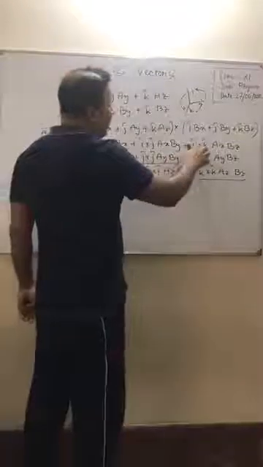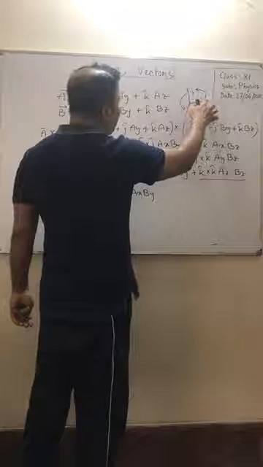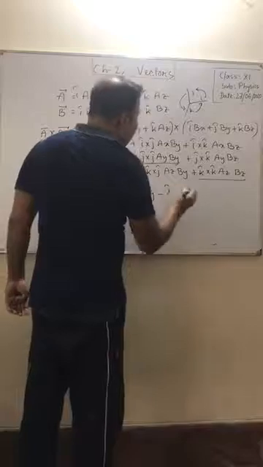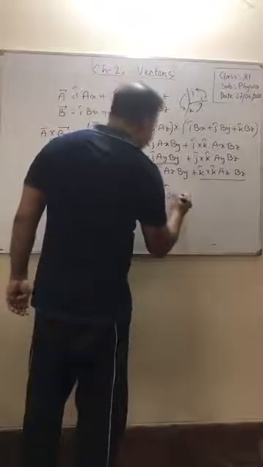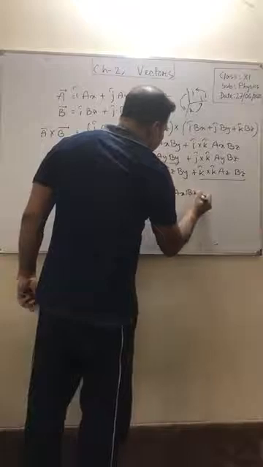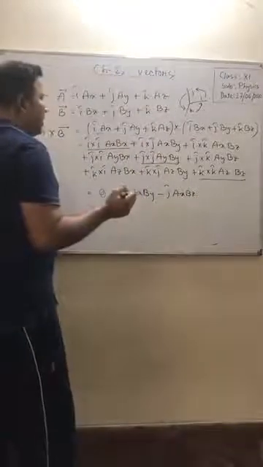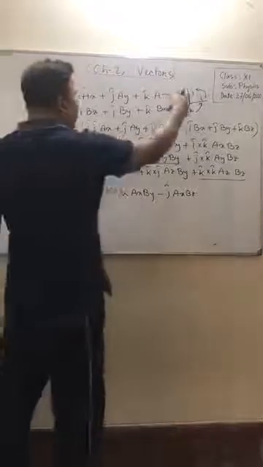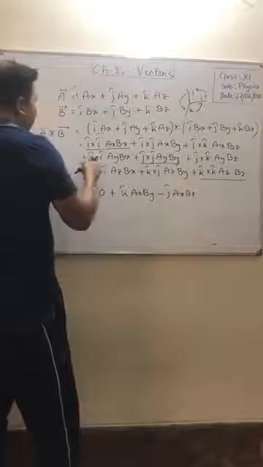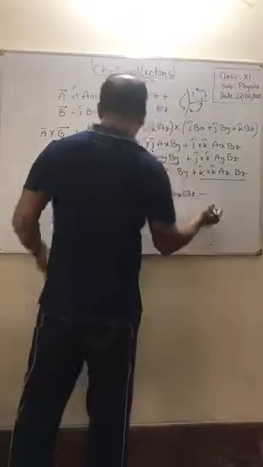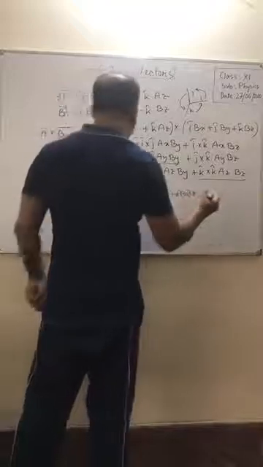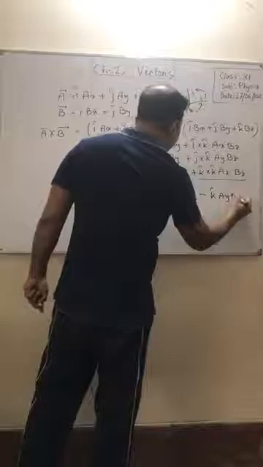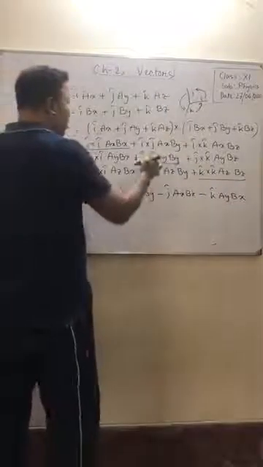Now you see that i cross k goes in clockwise, so it means minus j Ax Bz. Understand? Minus j coming in Ax Bz. Again, j cross i Ay Bx. j i is clockwise direction. Okay, j cross i means minus sign. Again, minus k Ay Bx. Okay, this one is 0.